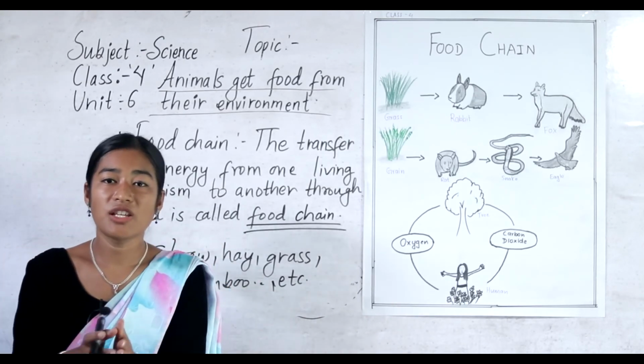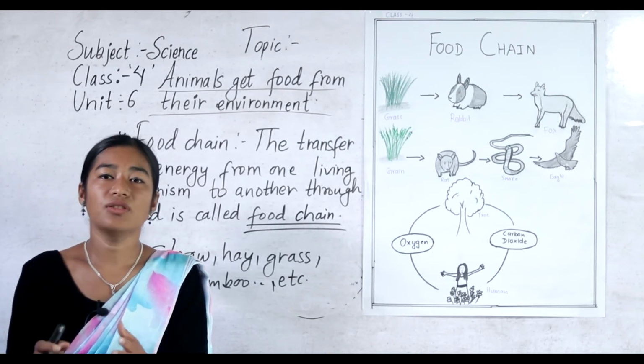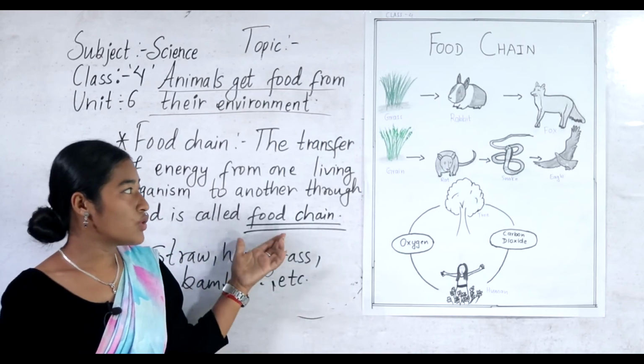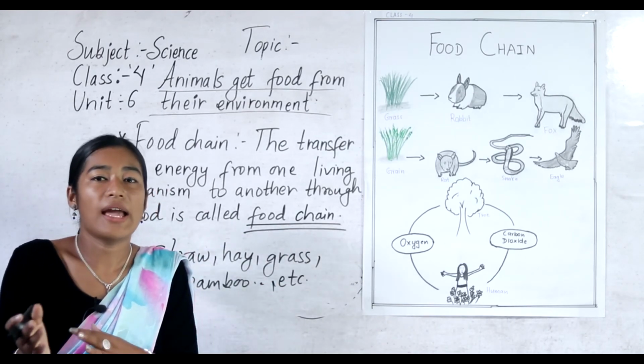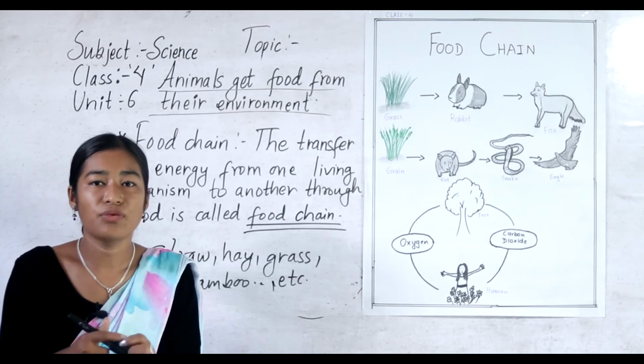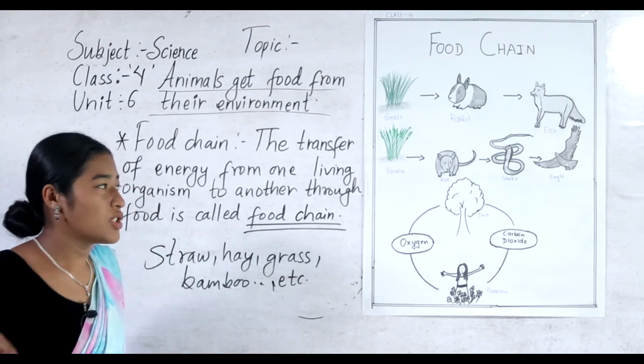Food chain means the transfer of energy from one animal to another animal through food. So one living organism is eaten by another living organism. In this way food gets transferred. So that process is called food chain.